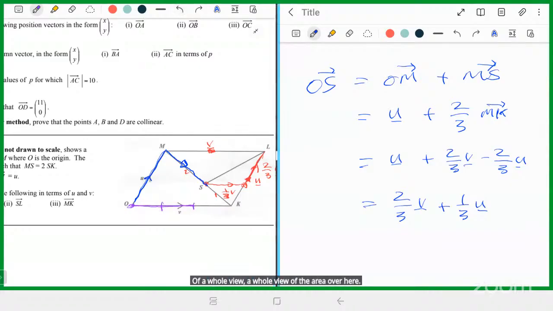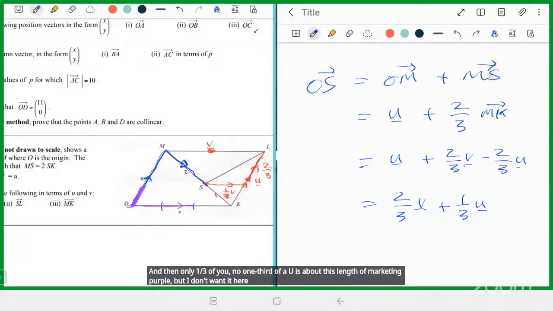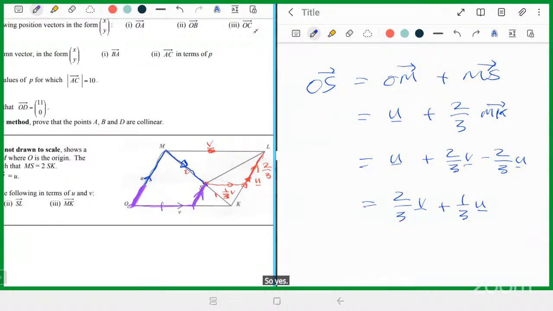And then now I need 1/3 of a U. Now 1/3 of a U is about this length that I'm marking in purple, but I don't want it here. I want it right here. So yes, this right here is like 1/3 of a U. So it's 2/3 of a V and 1/3 of a U that takes me from O to S. So again, I can accept that answer. Right? It makes sense.